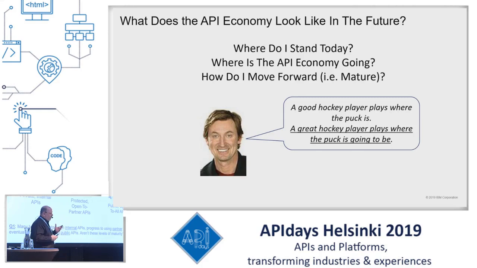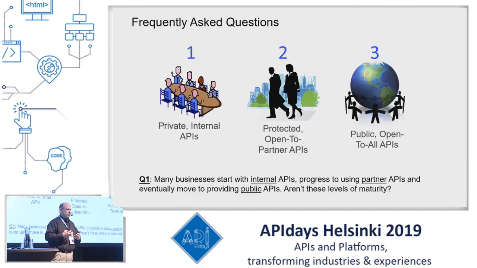So I'm going to hit a couple of frequently asked questions during the session. And the first one that I get asked almost all the time about maturity is, isn't this maturity? You recognize that most businesses, as they start in an API initiative, start with internal APIs. They have consumers in their company that are using the APIs first, and then they progress over time to a partnering scenario, maybe with partners they already have, then onboarding new partners, and then eventually they do public APIs.